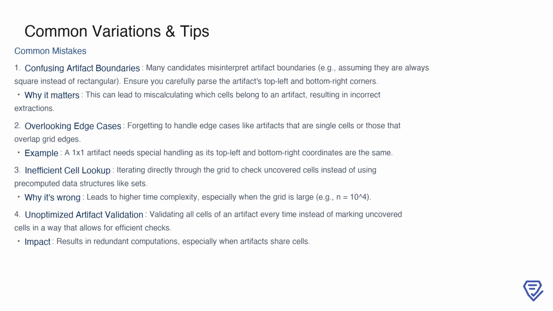Let's start by discussing some of the common mistakes that can occur when solving this problem. First, many candidates struggle with interpreting artifact boundaries correctly. An artifact isn't always a perfect square, it can be rectangular, so it's crucial to carefully parse the top left and bottom right corners of each artifact. Misinterpreting these boundaries could lead to miscounting which cells actually belong to an artifact, resulting in incorrect extractions.